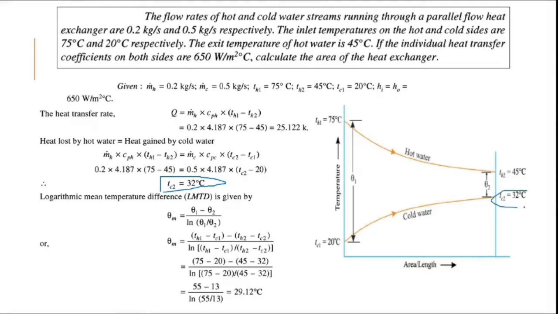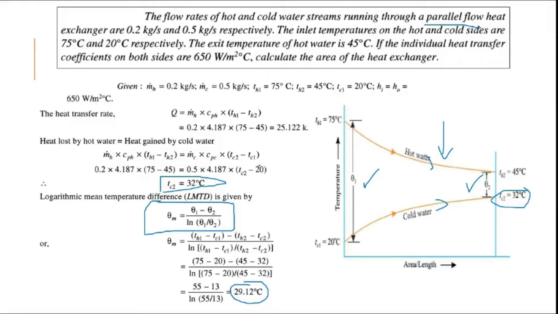So once we get the outlet temperature, we can find out the value of theta1, the value of theta2, and the logarithmic mean temperature difference for our case. Make sure that the heat exchanger type is given. Here the heat exchanger type was parallel flow. Draw the diagram accordingly. This diagram is for a parallel flow heat exchanger. If it were counter flow, the theta1 and theta2 values would be different. So find theta m for this particular case. We are getting that theta m is equal to 29.12 degrees Celsius.